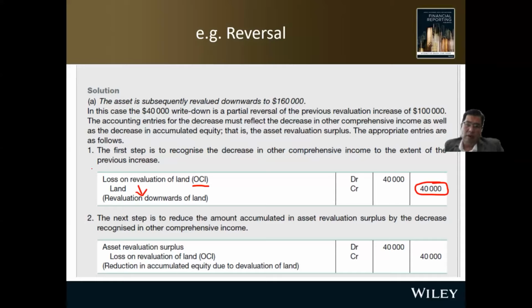Then I'm going to close this loss on revaluation account. This is debit. So to close this, I'm going to credit, and I'm going to offset my reserve. This is your reserve, asset revaluation surplus. Previously, you have 100,000. To reduce this, I'm going to debit this reserve. So your reserve now becomes 60,000. So this is why we debit 40,000. Okay, debit. That's very straightforward, very easy.